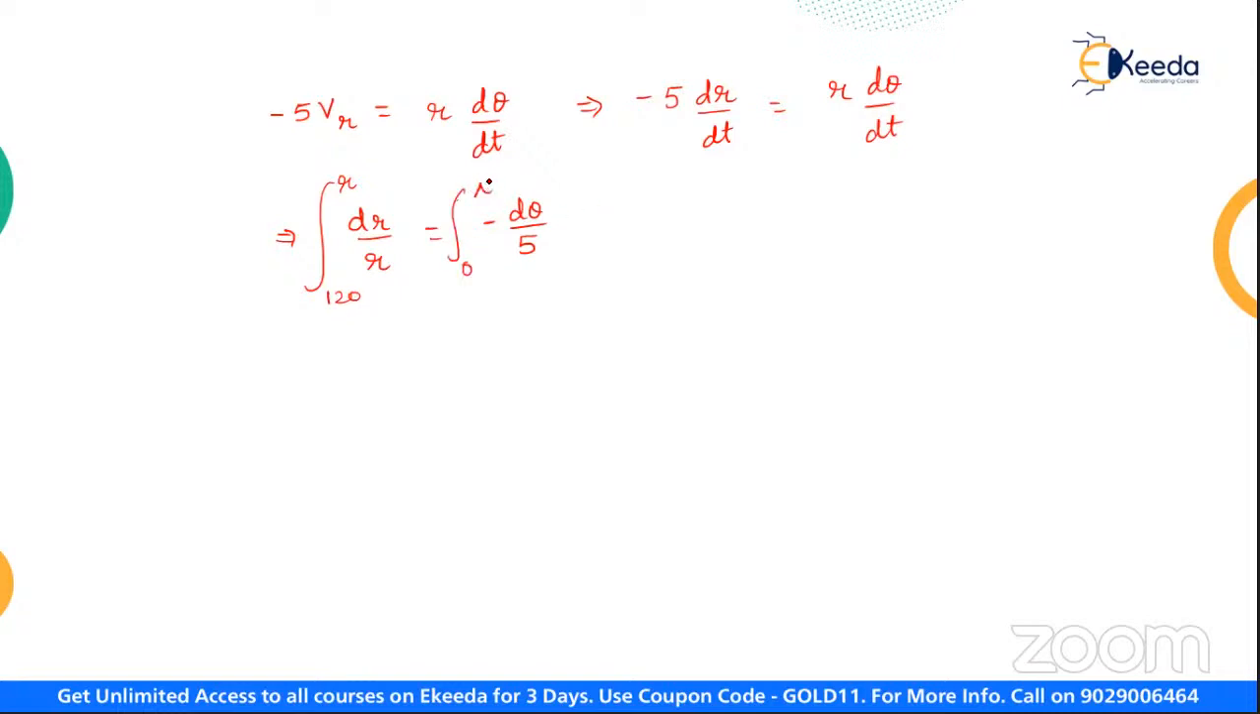Similarly, this revolution will be 0 to pi, that is half of the revolution. That means this will be natural log of r from 120 to r value, that will be equal to minus 1 by 5 of theta, varying from 0 to pi. Now from here, if we solve it further, we will get the natural log, the first value is r and the second value is 120, and from here, we will get this relation as minus of pi by 5. And since this is a definite integral, therefore we will not be using a constant value here.